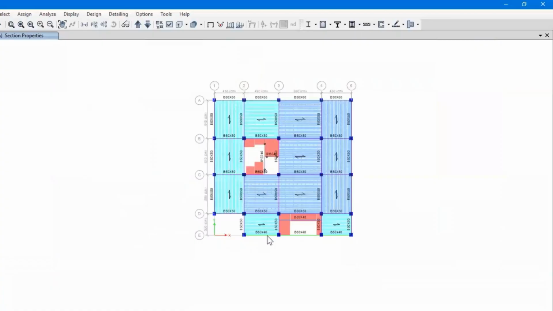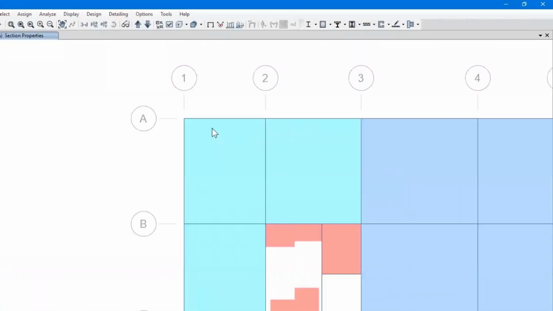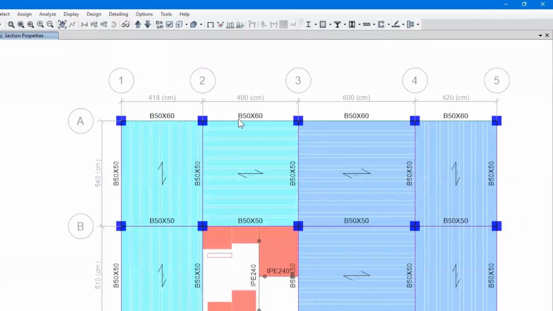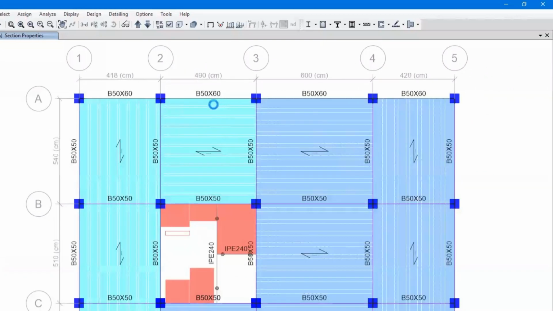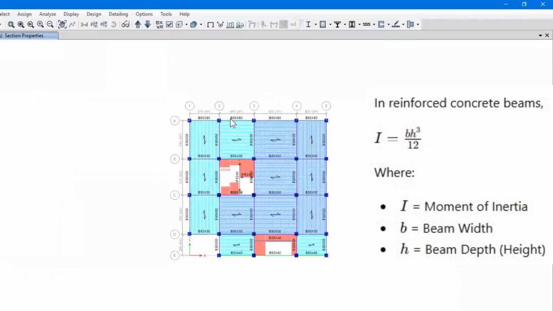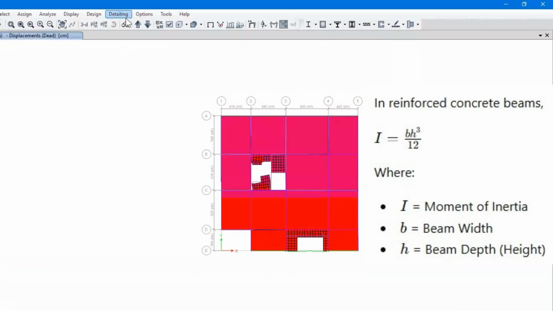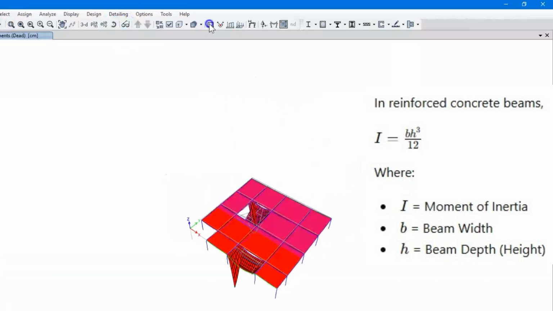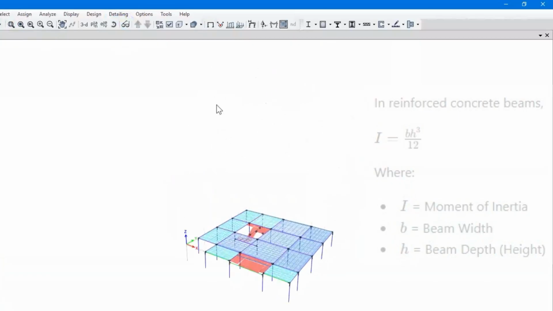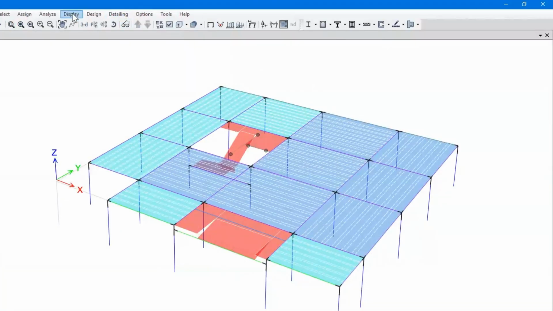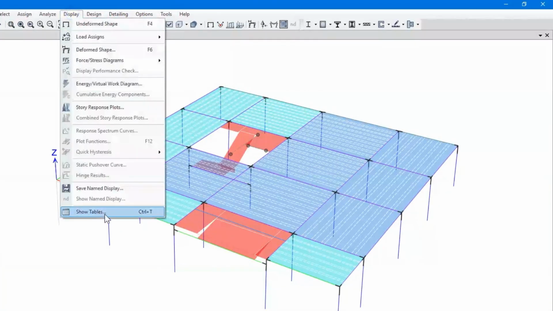In this example, the original beams and columns are all 50 by 50 centimeters. Now I will increase the beam depth on the softer side from 50 to 60 centimeters, and on the stiffer side, I will reduce the beam depth from 50 to 40 centimeters. This is important because beam depth has a major influence on moment of inertia and flexural stiffness. Notice that the depth H is raised to the power of 3. So even a small increase in beam depth can significantly increase stiffness.